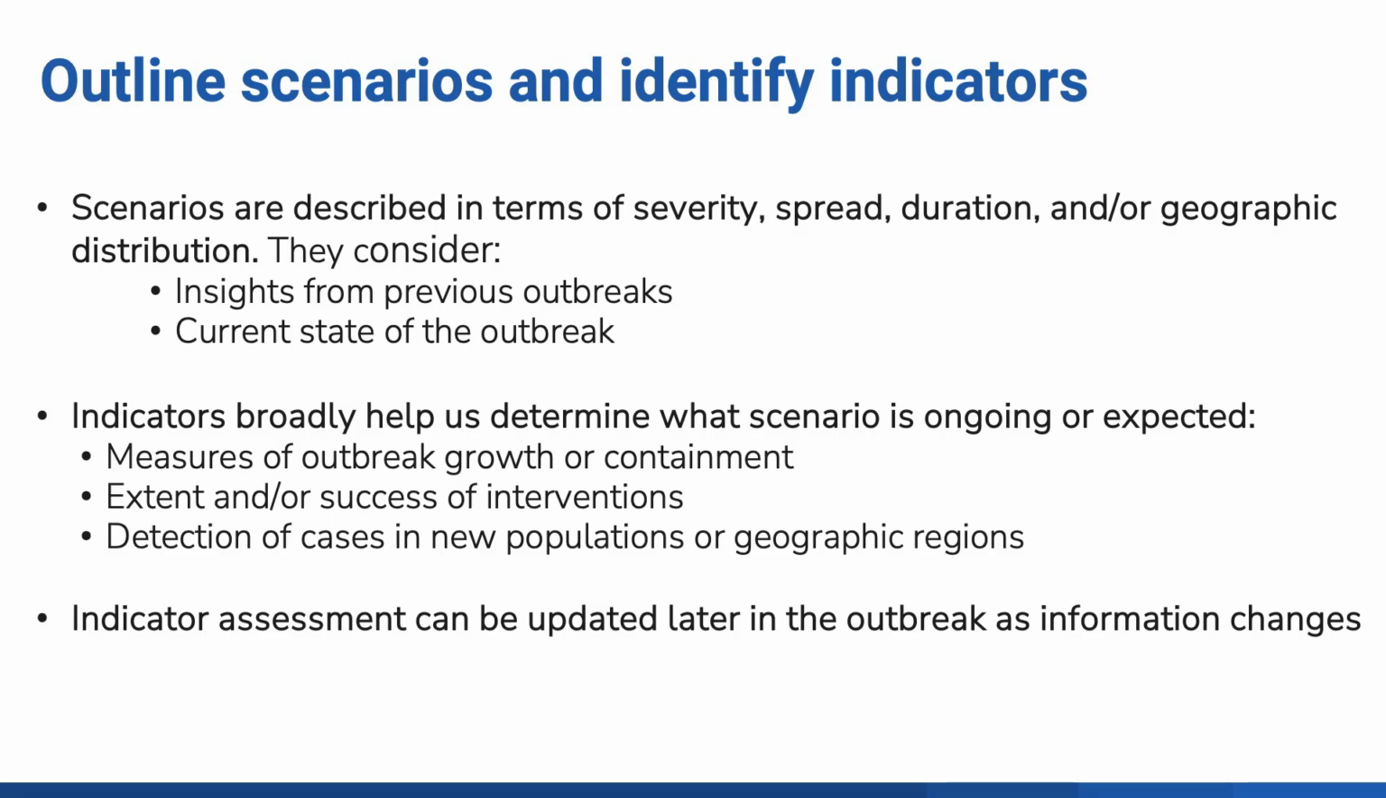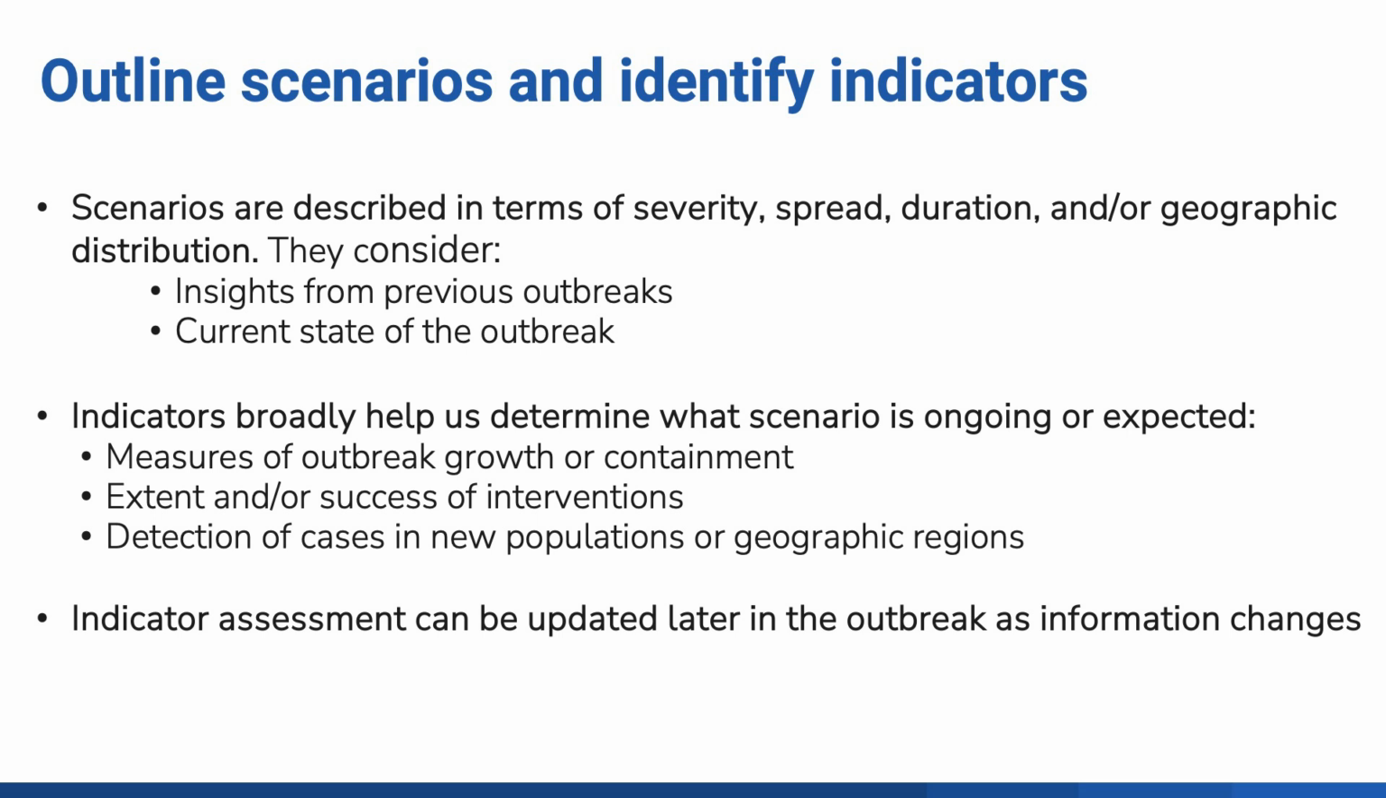To begin, an assessment team outlines at least 2 or 3 qualitatively distinct outbreak scenarios that could occur and identifies indicators. Scenarios are described in terms of outbreak severity, spread, duration, and/or geographic distribution. They consider insights from previous outbreaks, such as the range of cumulative cases, duration, geographic spread, and characteristics of the disease and population, as well as the current state of the outbreak.